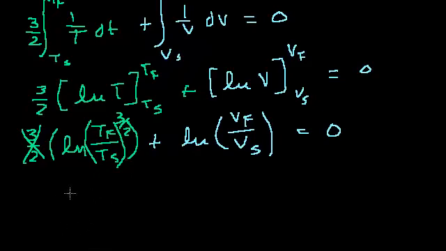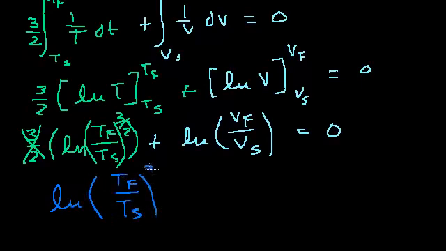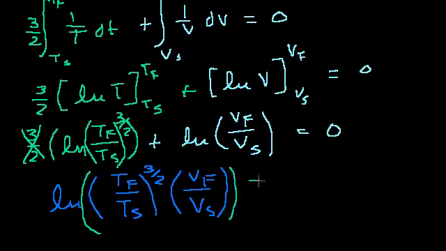this is equal to the natural log of tf over ts to the 3/2 power times the natural log of Vf over Vs. And this is a fatiguing proof. All right. And all of that is going to be equal to 0.